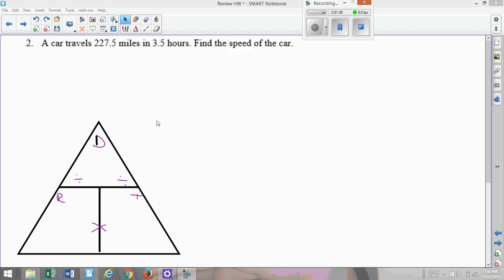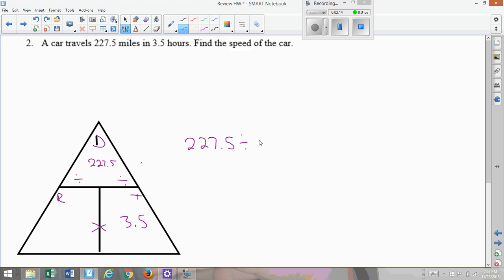The car is traveling 227.5 miles in 3.5 hours. Find the speed of the car. Okay. So we know that it went 227.5 miles in 3.5 hours. So we would divide 227.5 divided by the time of 3.5 hours. And if you did that correctly, it comes out to be 65 miles per hour.